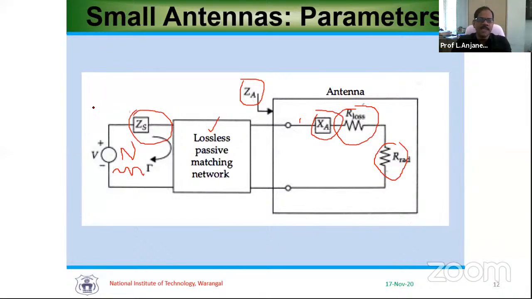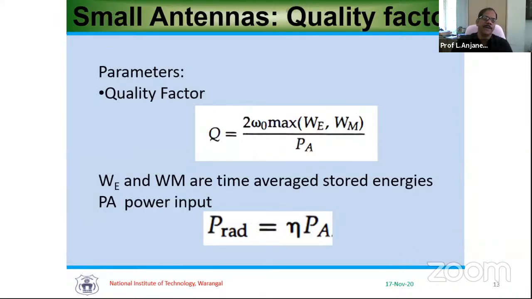Okay, so all these things are the design constraints that we should take. And also there is something called a quality factor for the antenna that we should take into consideration. Okay, and the power, the energy, it's actually the maximum energy in the electric field and magnetic field that we take. So therefore, the power input to the antenna is generally PA.